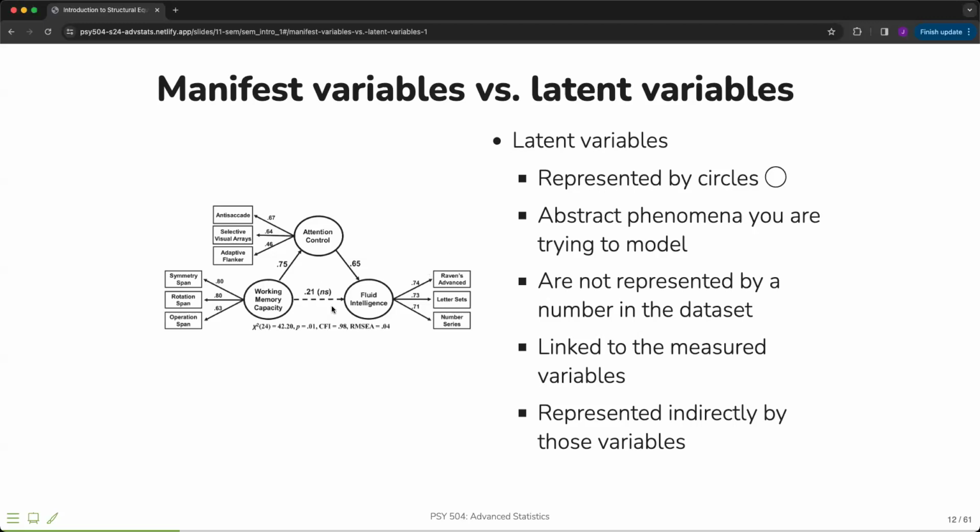I have an example here where we have things like attentional control, working memory capacity, and fluid intelligence. These are made up of measured variables. Attentional control is made up of anti-saccade performance, selective visual arrays performance, and the adaptive flanker. Working memory capacity is made up of symmetry span, rotation span, and O span here. And fluid intelligence is made up of Raven's advanced matrices, letter sets, and number series. All these measured variables serve as a proxy or kind of indirectly represent those variables. And the beauty of structural equation modeling is we can test the relationships between these variables here, as denoted by the arrows.